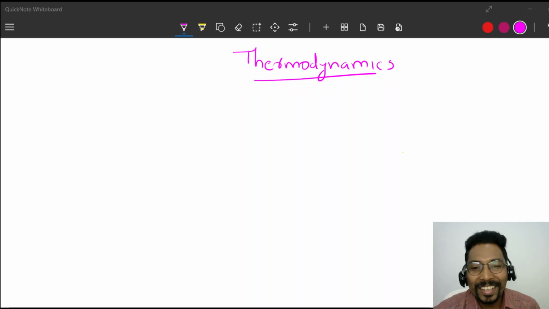So today we are going to discuss a very important physical chemistry chapter from grade 11, that is thermodynamics. I hope all of you know thermodynamics is a very important chapter which is a mark determining chapter for your NEET exam, JEE exam and for board exam also. It's a very important chapter from which you can expect many questions for your exams.